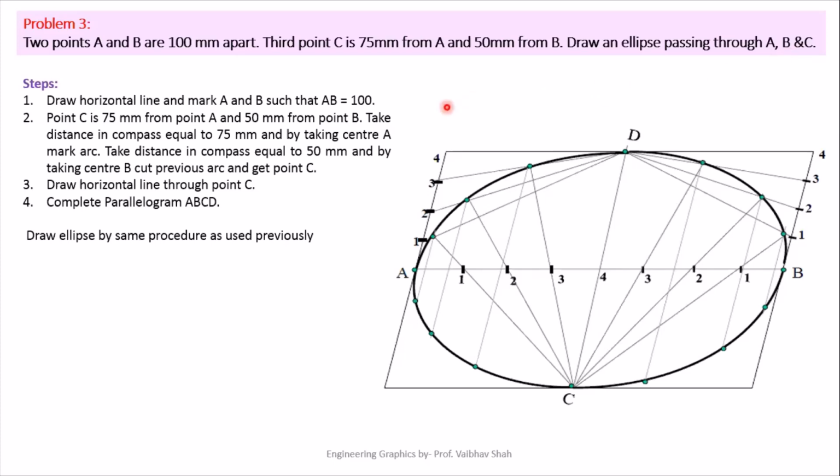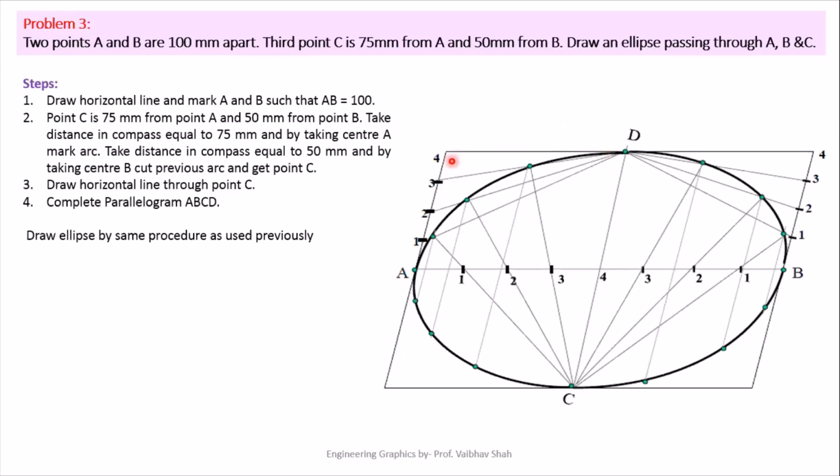So let us start. Here two points A and B are 100 mm apart. That means your horizontal line dimension is given, which is 100 mm. So let us draw one horizontal line of 100 mm. A and B are 100 mm apart now. Now, here it is said that point C is 75 mm from A. So we'll be plotting 75 mm from A. How to do it? We'll take 75 mm on our rounder. You will put your rounder at point A and draw one arc. So you will have an arc 75 mm away on which your point D will come.